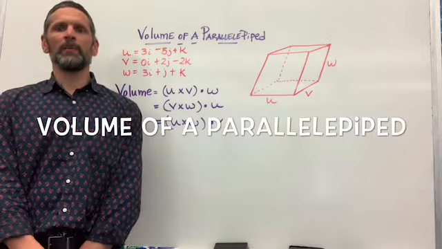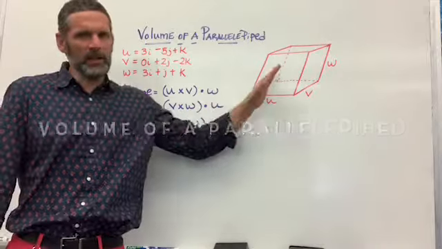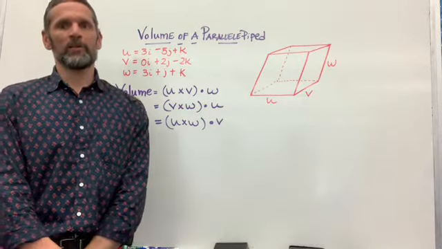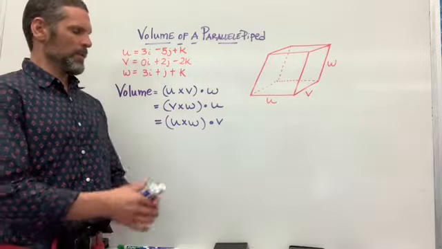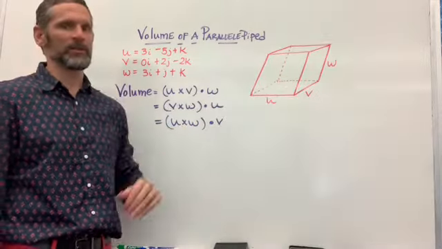A parallelepiped looks like a three-dimensional prism that's been tilted one way. It's not necessarily a right prism. So how do we find the volume of a parallelepiped? Well, the three sides of the parallelepiped will be defined by vectors.